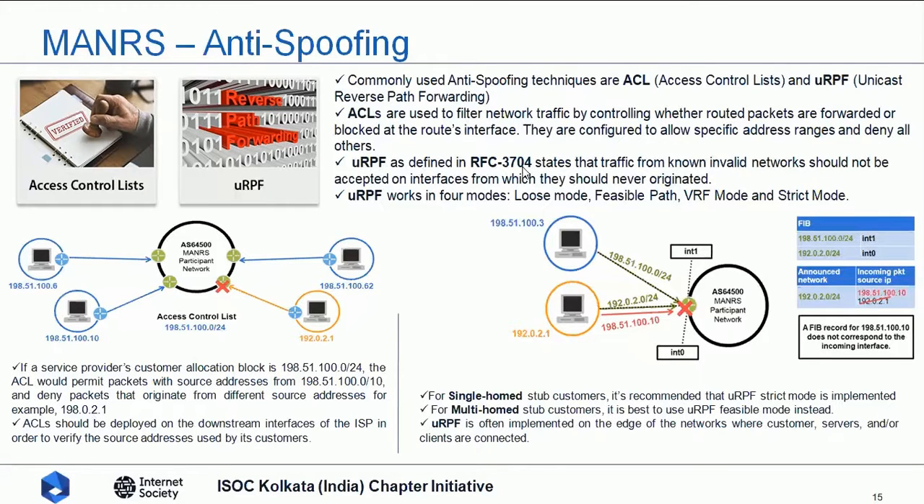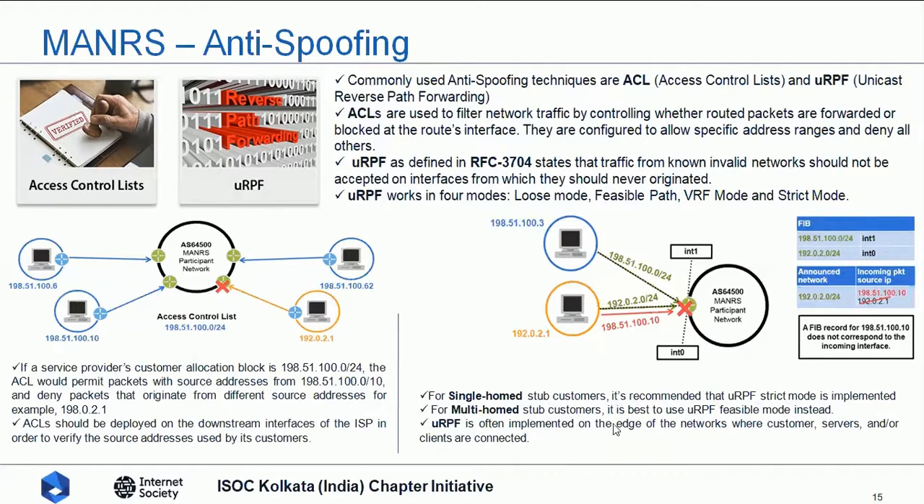URPF is defined in RFC 3704, request for comments 3704, and it states that traffic from unknown or invalid networks should not be accepted on interfaces from which they should never originate. URPF works in four modes: loose mode, feasible path, VRF mode, and strict mode. For single-homed stub customers, strict mode is recommended, and for multi-homed stub customers, feasible mode of URPF is best.